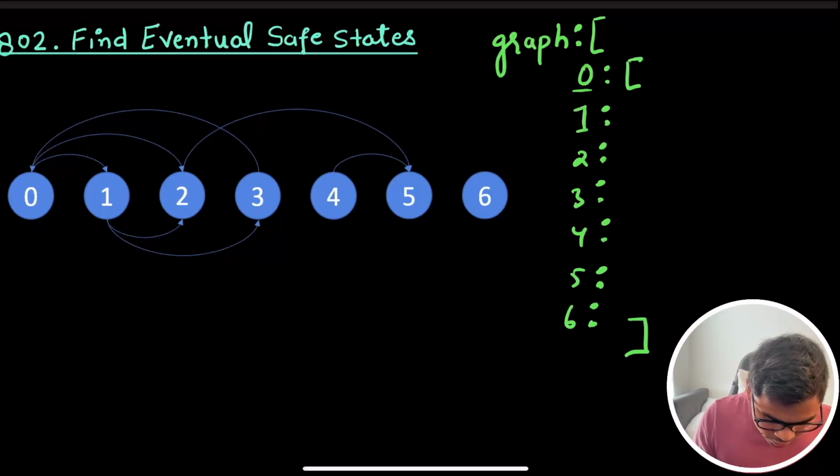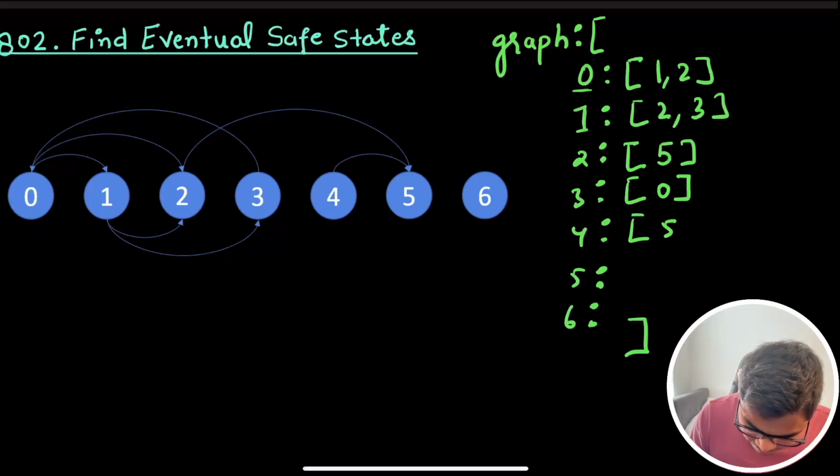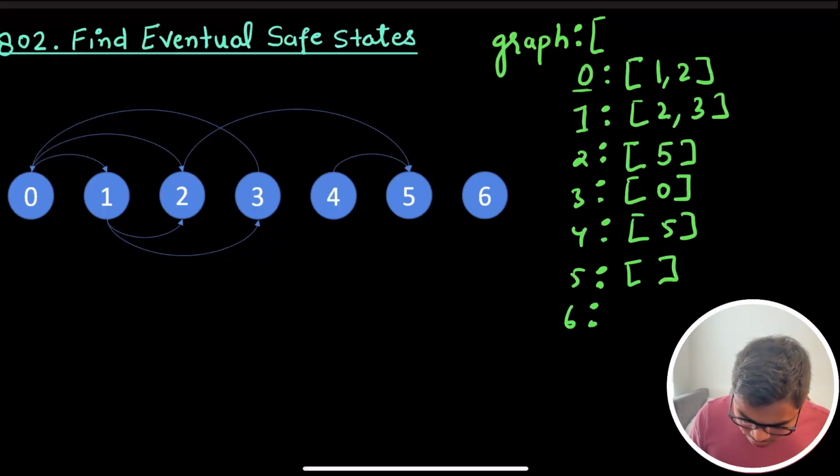So for 0, these nodes are 1 and 2. For 1, these nodes are 2 and 3. For 2, there's only one outgoing edge, to 5. For 3, it's 0. Then for 4, it's 5. For 5, there is nothing going outward, and for 6 also there is nothing going outward.